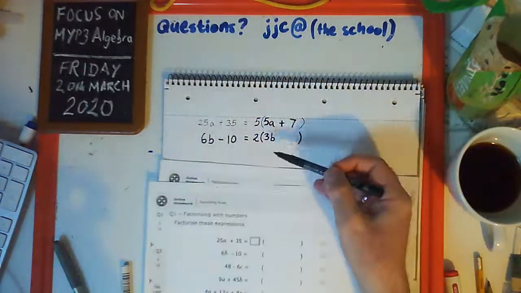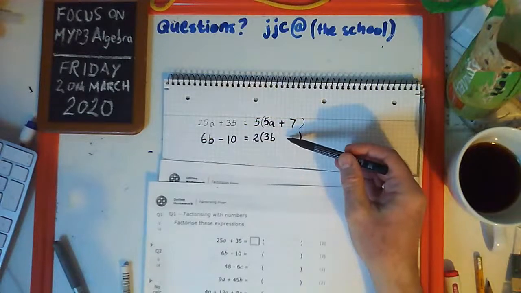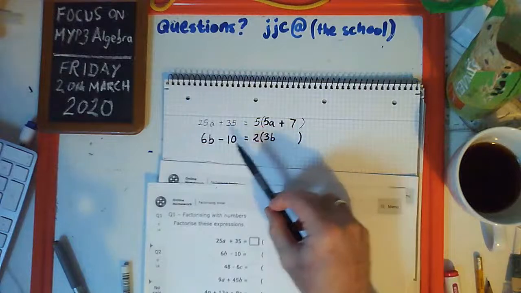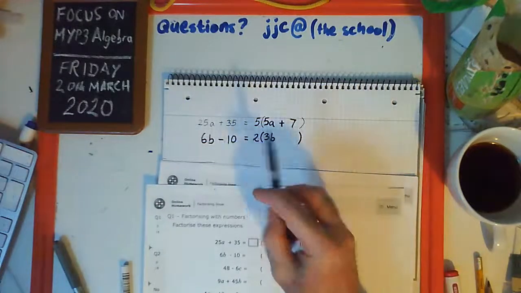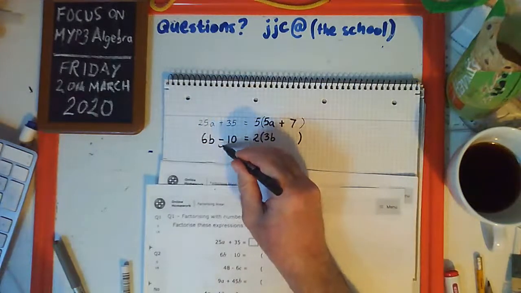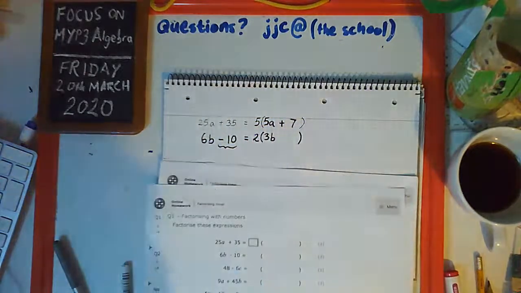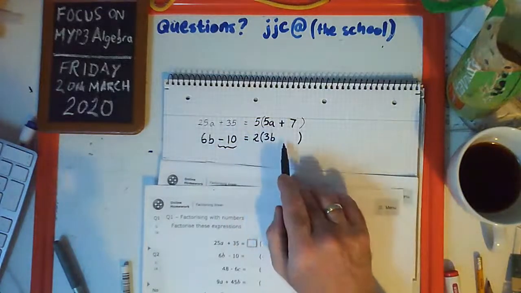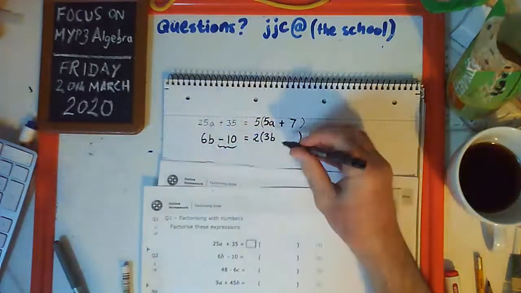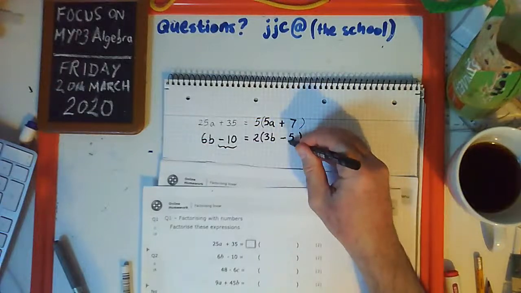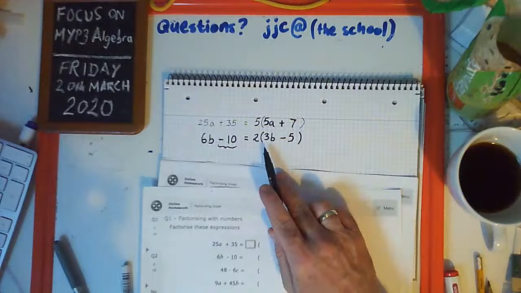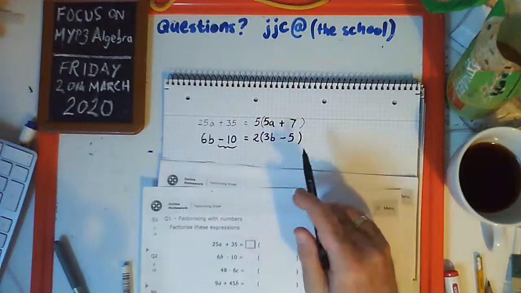Then I need to ask myself, what inside the brackets, when I multiply it by the 2 that's outside the brackets, will give me, it's not a 10, but it's a minus 10. Because whenever you see a minus, it belongs to the thing that comes next. So what inside the brackets, 2 times what will give me minus 10? So that's minus 5. So the factorization is 2 brackets 3b minus 5.